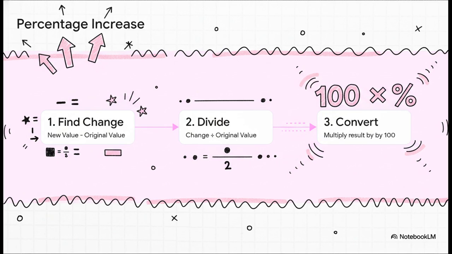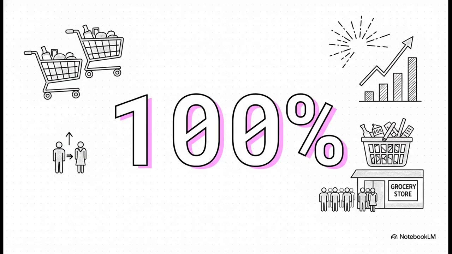First, you find the actual change by subtracting the original value from the new one. Second, you take that change and divide it by the original value you started with. And finally, for the last step, you just multiply by 100 to turn that little decimal into a nice, clean percentage. So for our grocery store, 2,000 minus 1,000 is a change of 1,000. Easy enough. We divide that by the original 1,000, which gives us 1. Multiply by 100 and there it is, a 100% increase. The store literally doubled its customer base in just 1 month. Now that's the story the number tells.